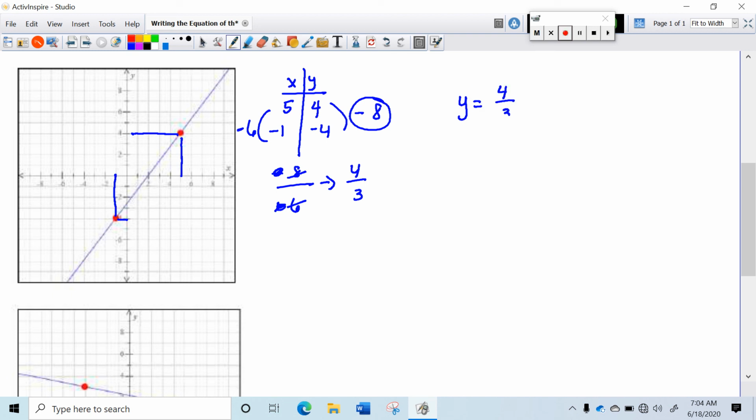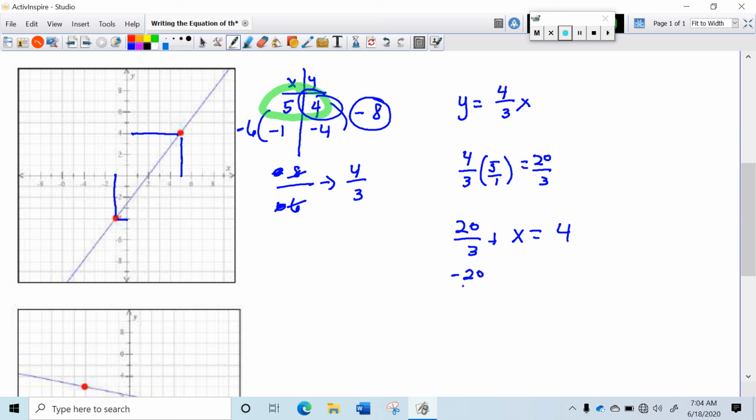Y equals 4/3 x. Okay, so you take that. I usually just use the first point. Take that times the x value, 4/3 times 5/1 equals 20/3. So 20/3 plus something equals 4, the y value. So I'm going to subtract 20 over 3 from both sides. Opposites cancel. I'm going to come over here and work 4 over 1 minus 20 over 3.